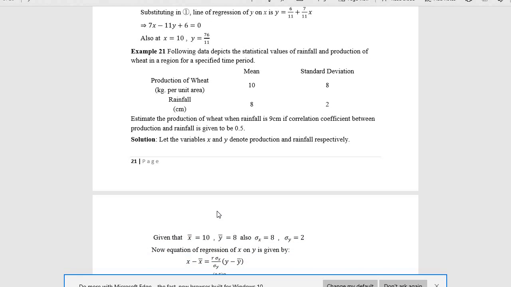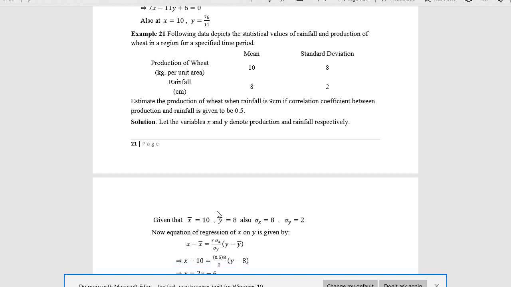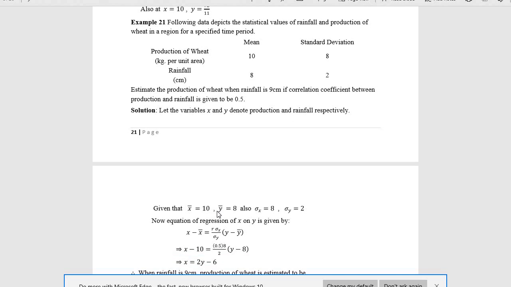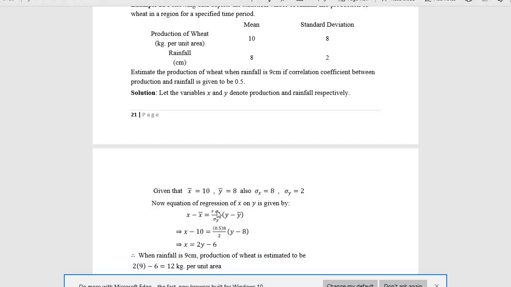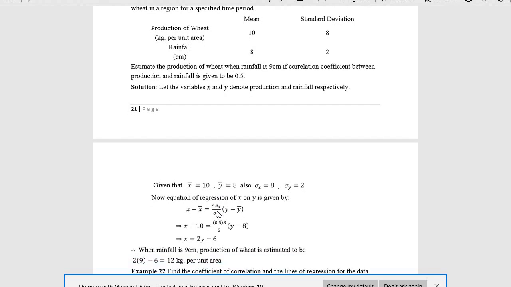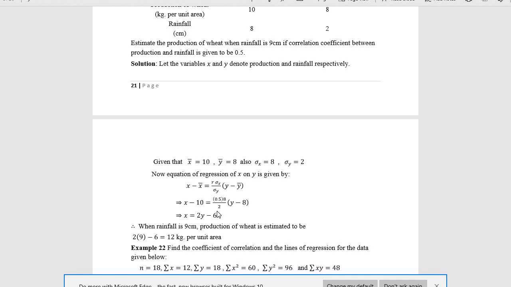Mean value and standard deviation are given. Estimate the production of wheat when rainfall is 9 centimeters, if the correlation coefficient between production and rainfall is given to be 0.5. Given that, according to the table, x bar is equal to 10, y bar is equal to 8, sigma x is equal to 8, sigma y is equal to 8. What is sigma x? The standard deviation of the x series, and sigma y, the standard deviation of the y series.